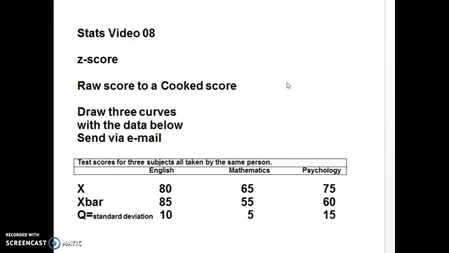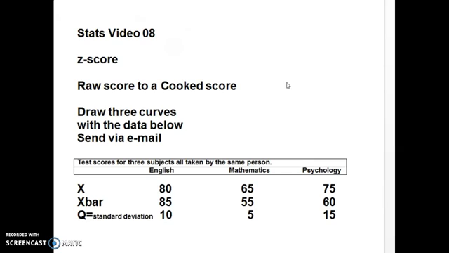So that means basically what we will do is take the mean of the scores, and that is X bar. X bar is the mean for each of these sets of scores, and you will see that English is a little bit below the mean. So now we're beginning to see what it is like to take a raw score and transform it to a Cook score.